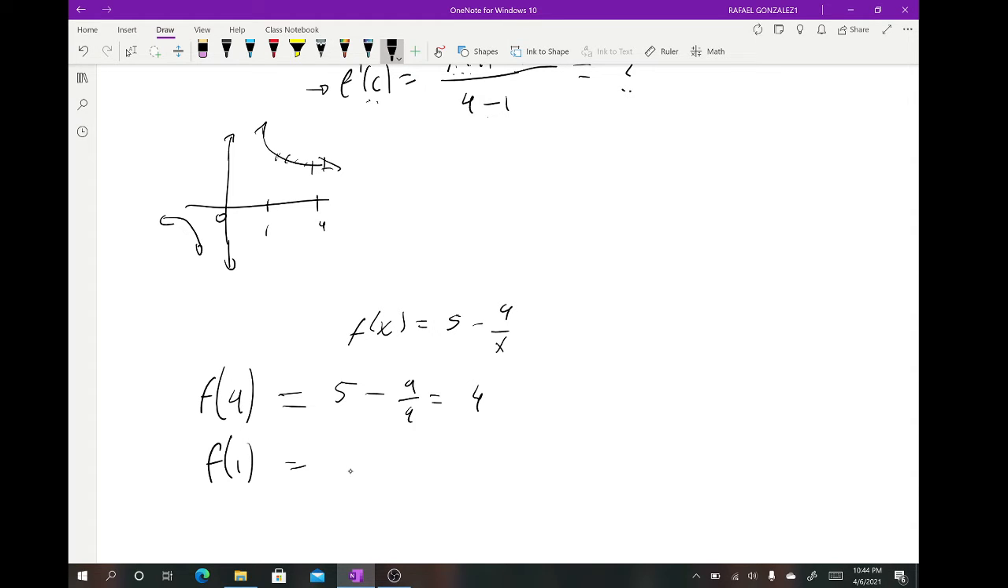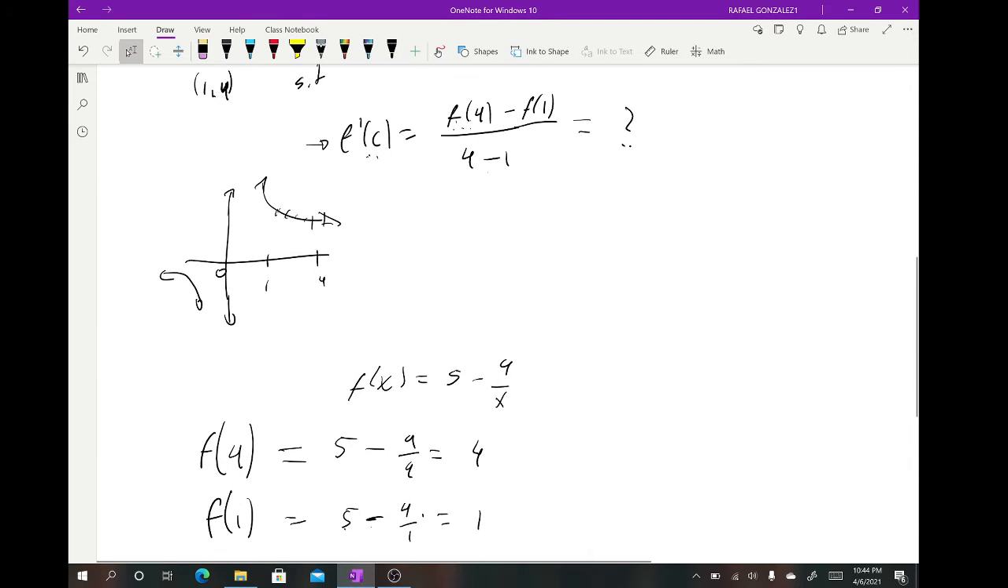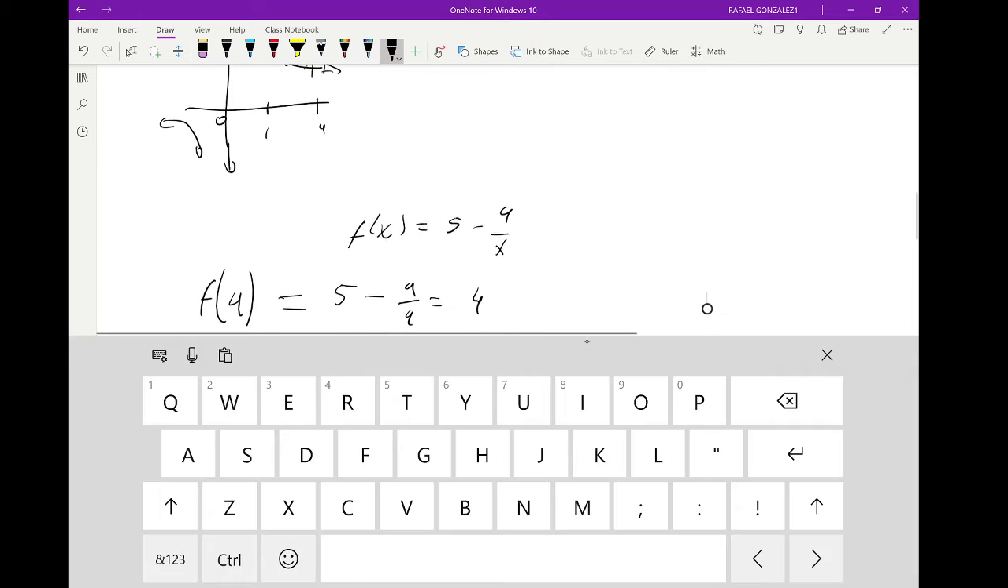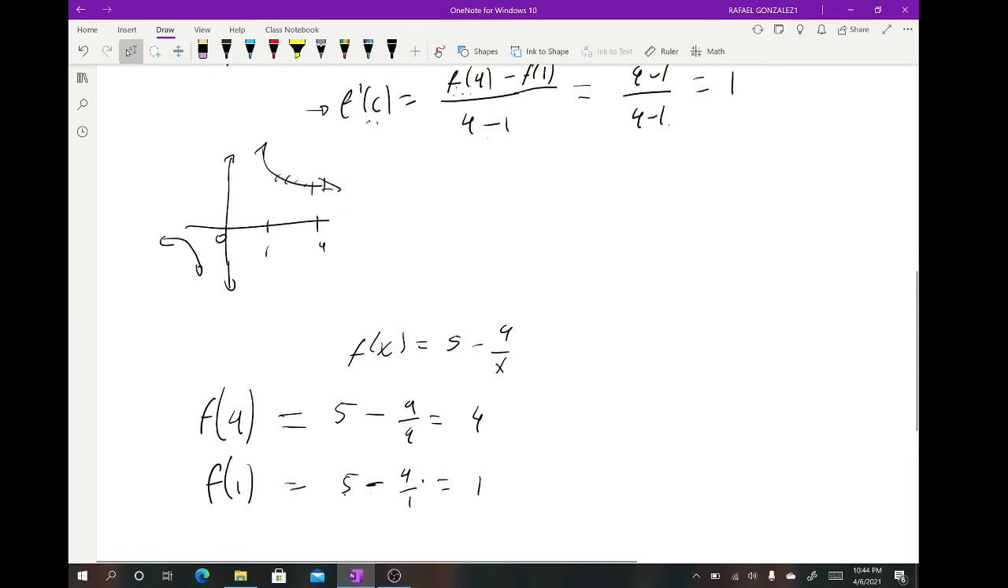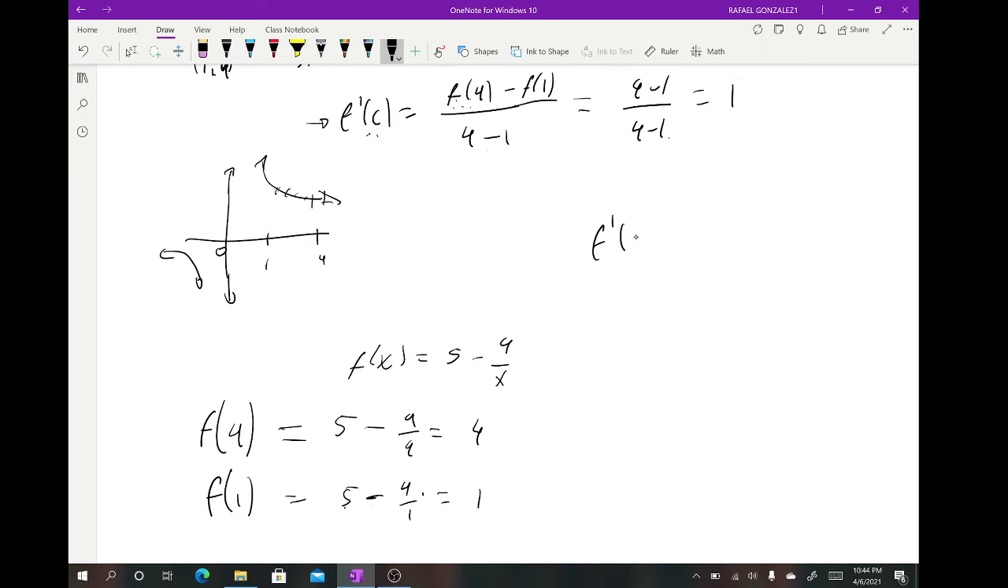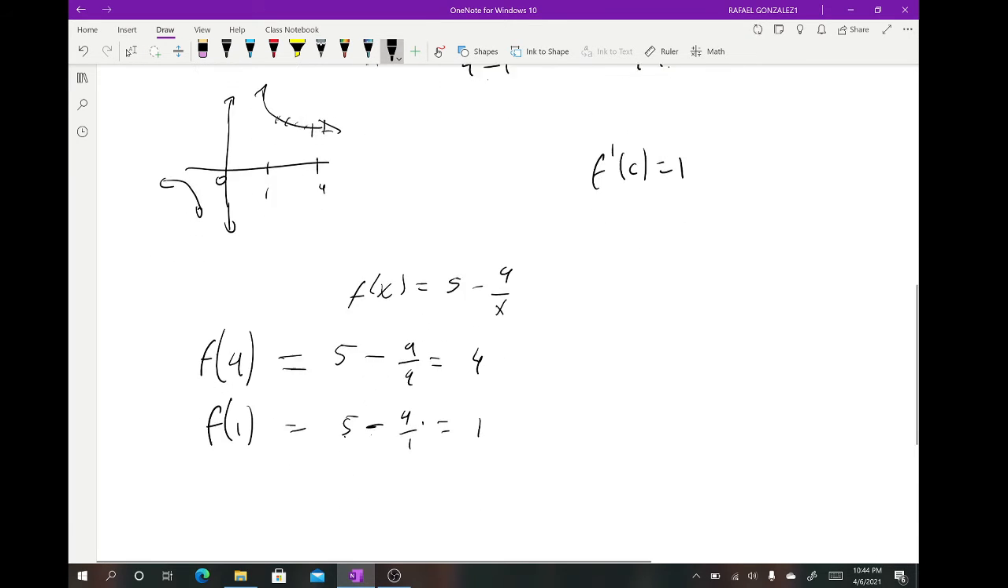And when we evaluate at 1, we have 5 minus 4 over 1, which is 5 minus 4, which last time I checked, that's 1. Okay, so what we have here is that this is actually equal to 4 minus 1 divided by 4 minus 1. But 4 minus 1 divided by 4 minus 1 is just 1. This is going to have 3 over 3, which is 1. Okay, so now we know that f prime of c, the derivative, f prime of c is actually equal to 1.